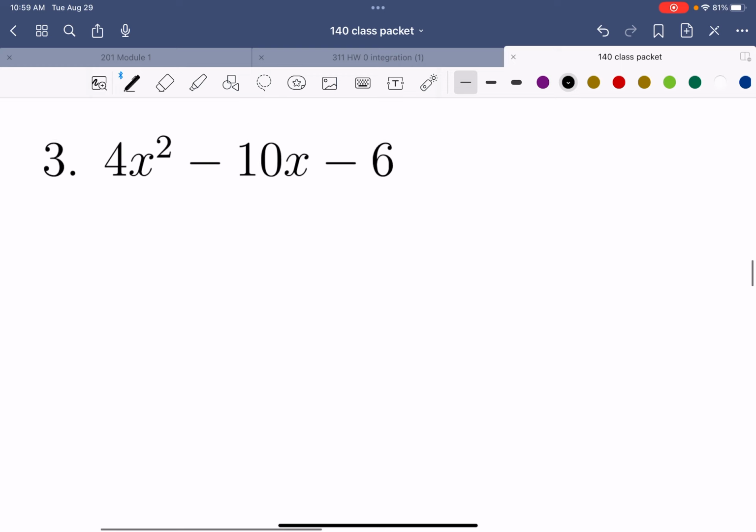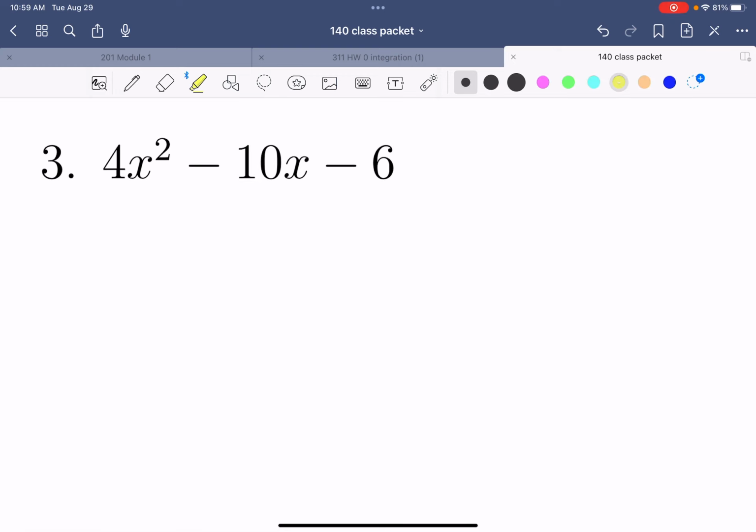For number 3, this is a trinomial, meaning it has 3 terms, but that leading coefficient now is no longer 1. I've got a 4 sitting out front. So I'm going to do 2 different things here. First of all, you don't have to do this, but I noticed right away that 4, 10, and 6 are all even numbers. So I'm going to go ahead and factor a 2 out of those. Bring the 2 out front. Ooh, sorry about that. When you take out that 2, what's left?